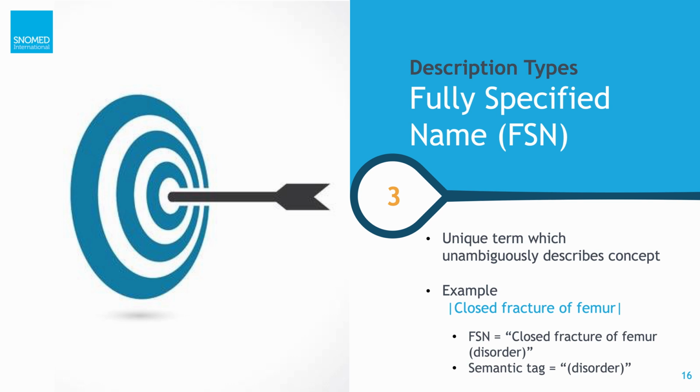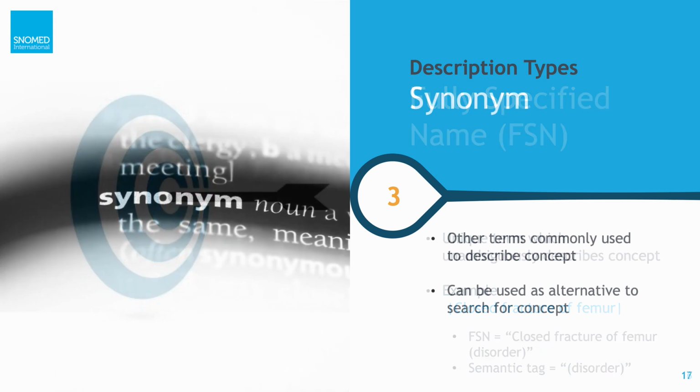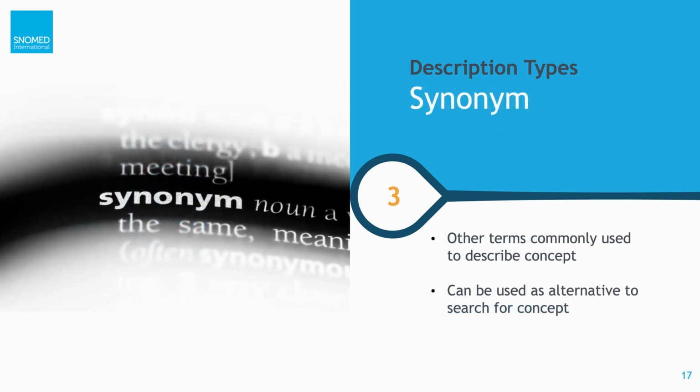It is worthwhile reinforcing that for each concept, there will always be a fully specified name, or FSN. The FSN is always unique and is designed to be unambiguous. Each FSN includes a semantic tag, which is the words in brackets at the end of the term. The semantic tag specifies the hierarchy or subhierarchy that the concept belongs to. There will also be one or more synonyms available. Synonyms are additional terms that can be used to describe or search for the concept.